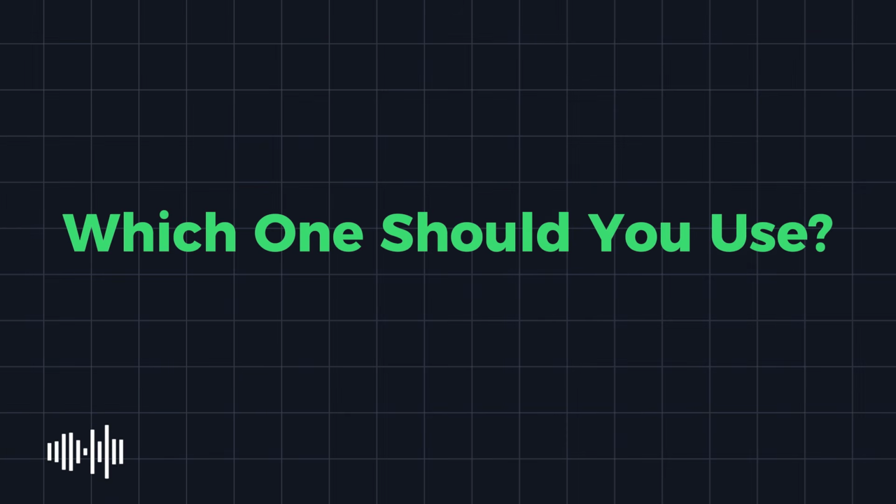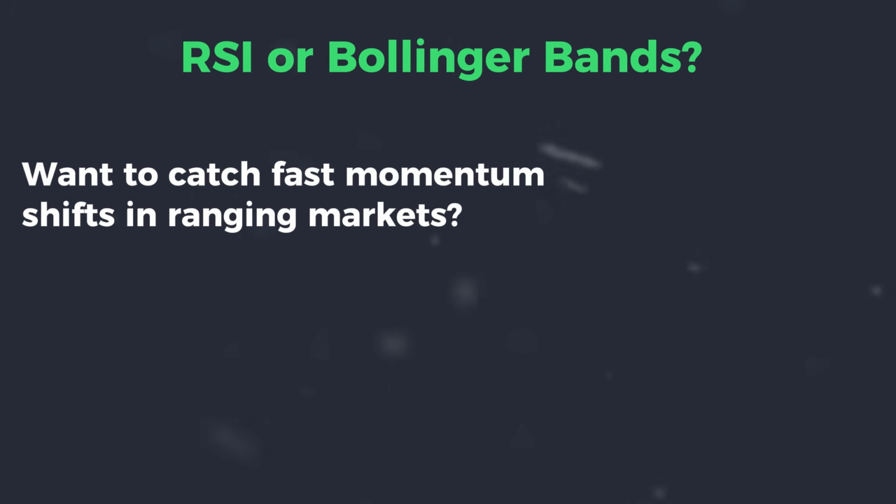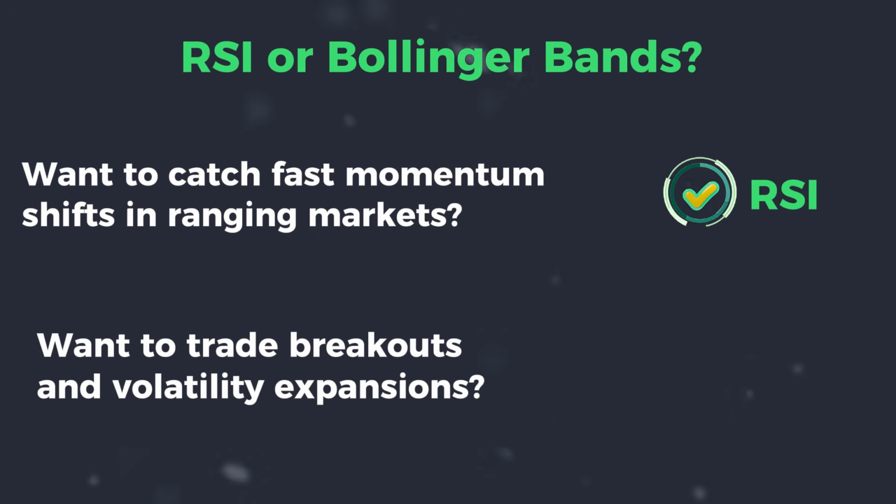Which one should you use? So, which one is better? RSI or Bollinger Bands? Want to catch fast momentum shifts in ranging markets? RSI is your go-to. Want to trade breakouts and volatility expansions? Bollinger Bands are the better tool.